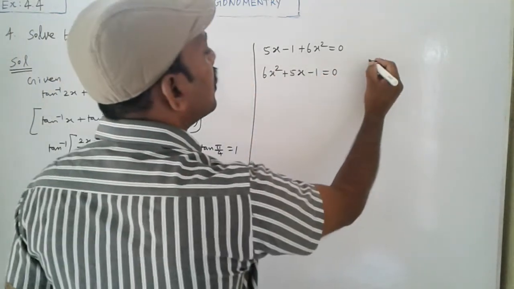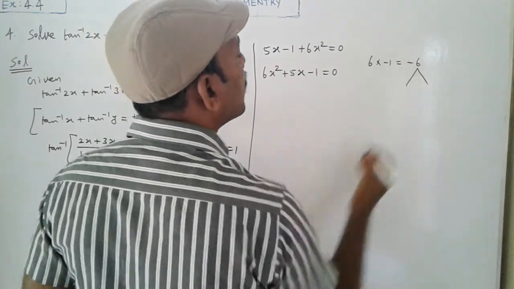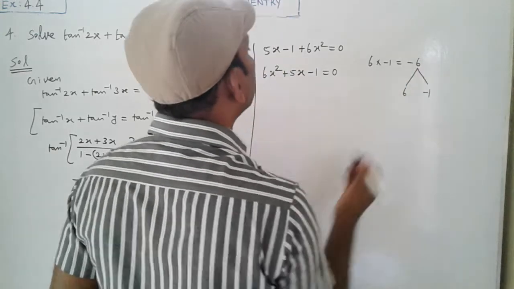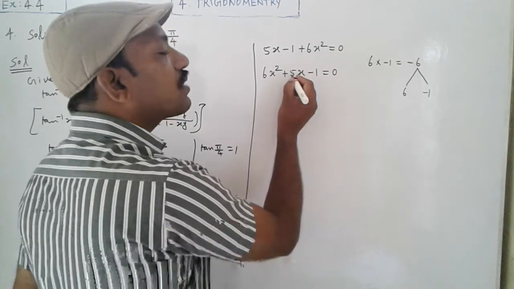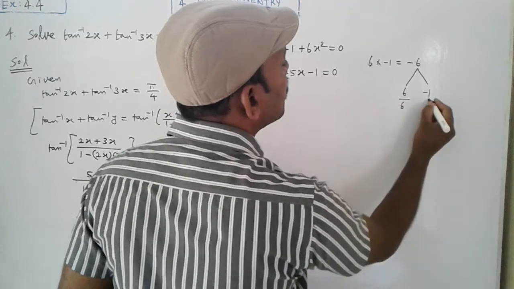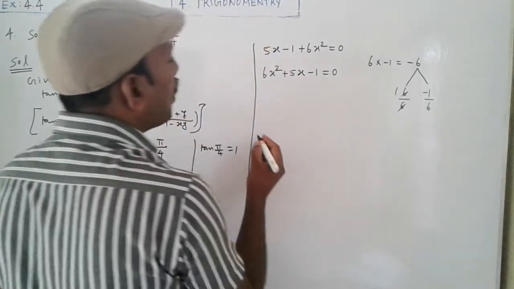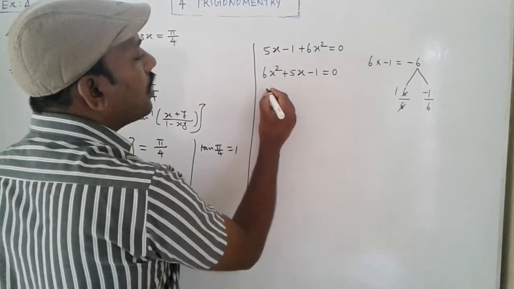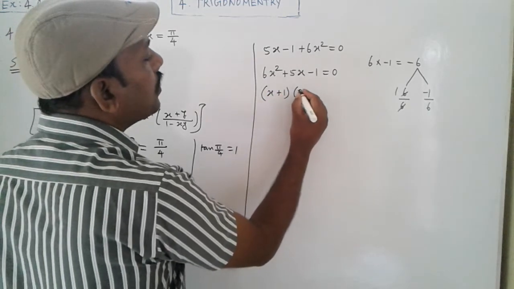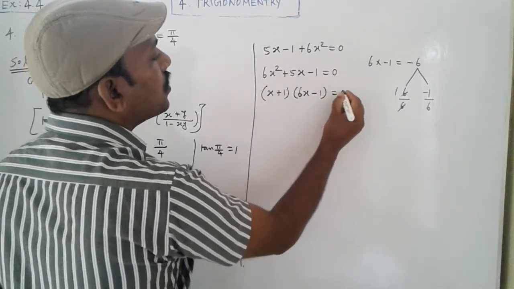Now factorize. 6 into minus 1 equal to minus 6. So factorize 6 into minus 1, which is minus 6; the sum 6 minus 1 is plus 5. So we multiply by 6, so we should divide by 6 here. So 6 cancels, and minus 1 by 6. So we substitute here. The factors are x plus 1 into 6x minus 1 equal to 0.